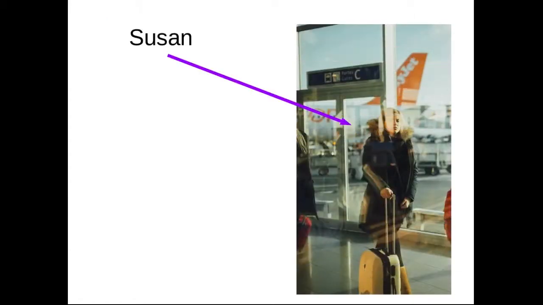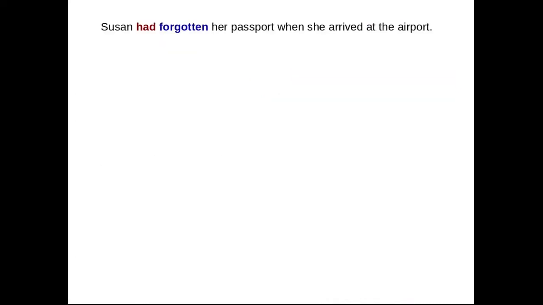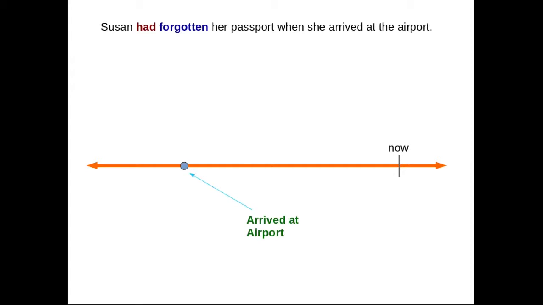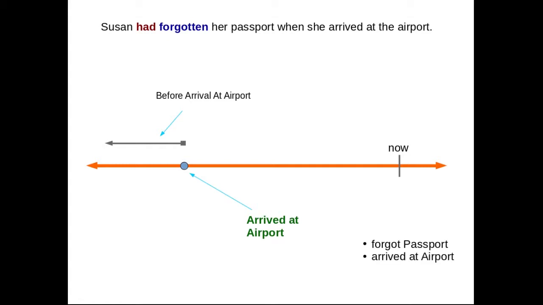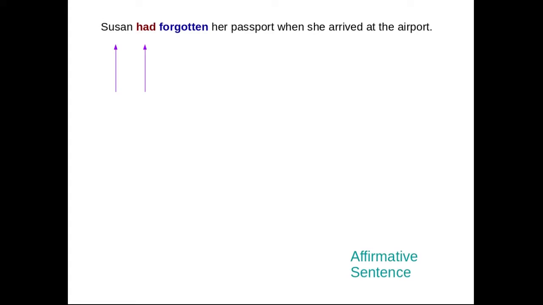This is Susan. She is at the airport. Susan had forgotten her passport when she arrived at the airport. This is our timeline, and this is now. First, this is the moment when Susan arrived at the airport. Before this moment, she had forgotten her passport. First, Susan had forgotten her passport. Next, she arrived at the airport. Susan had forgotten her passport when she arrived at the airport.